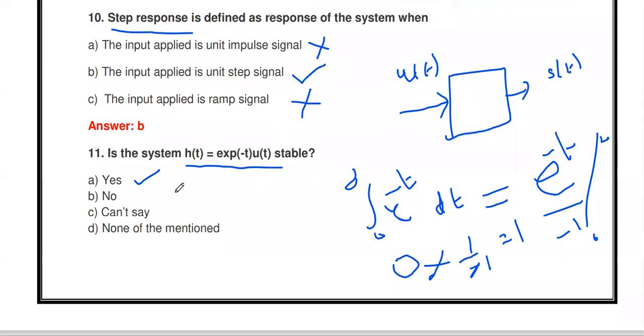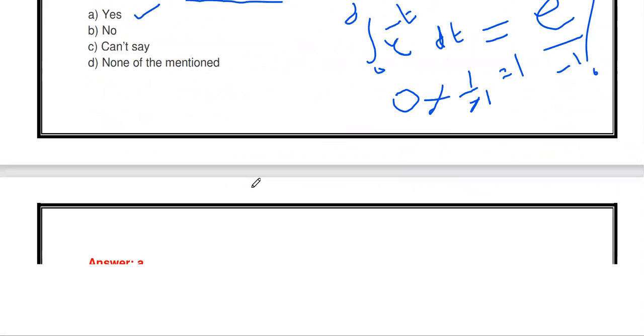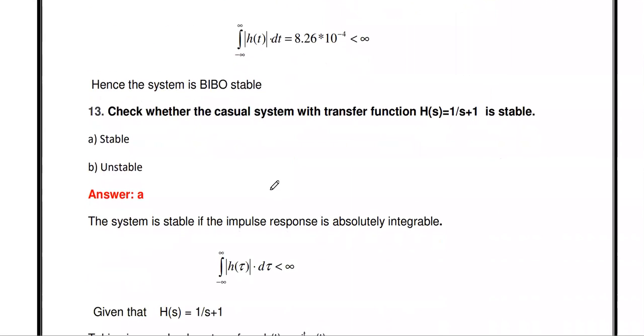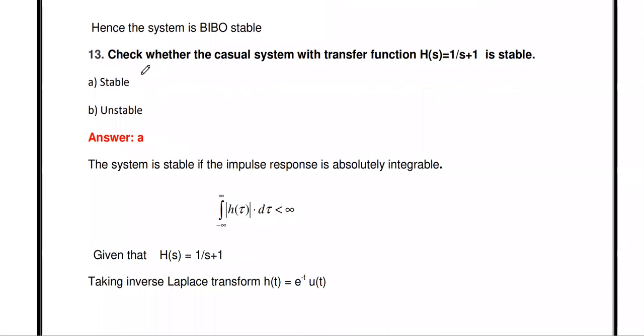And is the system causal or not? Causal, since the e power minus t is multiplied with u of t. So the impulse response is only available for the positive time. So this system is also causal. And you can see one more problem. Check whether the causal system with a transfer function h of s equal to 1 divided by s plus 1 is stable or not.